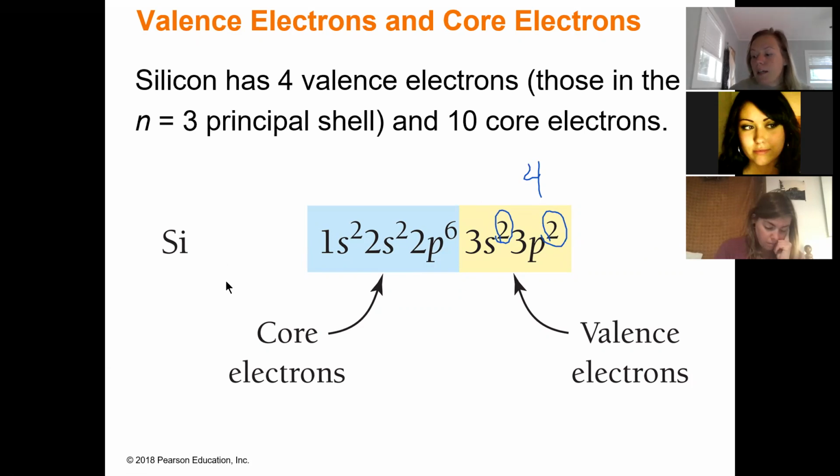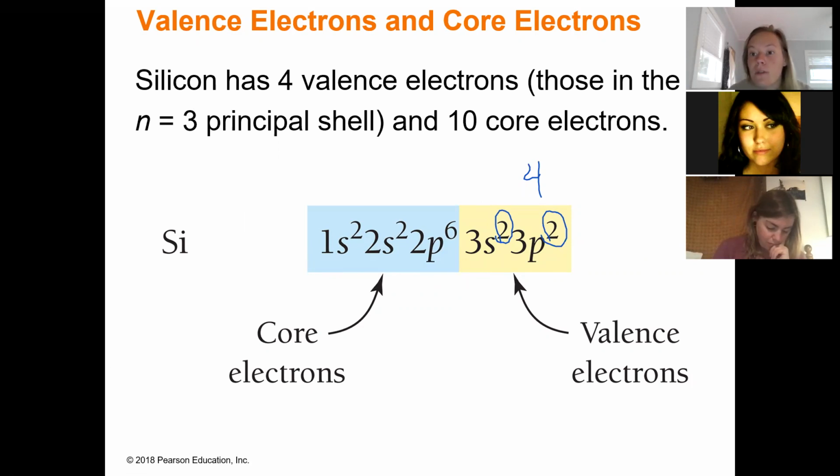Hey, look at your periodic chart. What column is silicon in as far as your main group elements? 1, 2, 3, and 4. It's in column 4, and it happens to have 4 valence electrons as well.